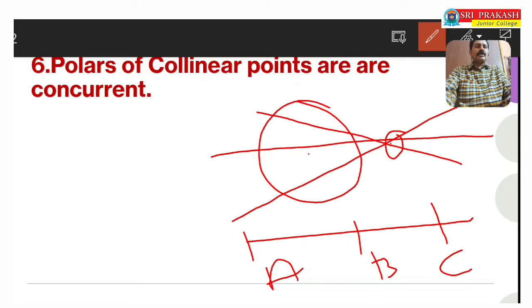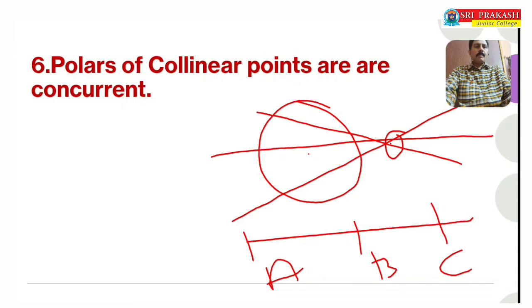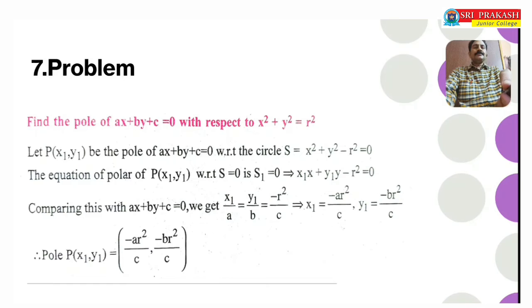Let us do one problem on this concept also. Find the pole of the line ax + by + c = 0 with respect to x² + y² = r². Then how to find the pole of the given line? The problem is given like this. To find the pole of the given line, first let us take the pole as (x1, y1). So let P(x1, y1) be the pole.